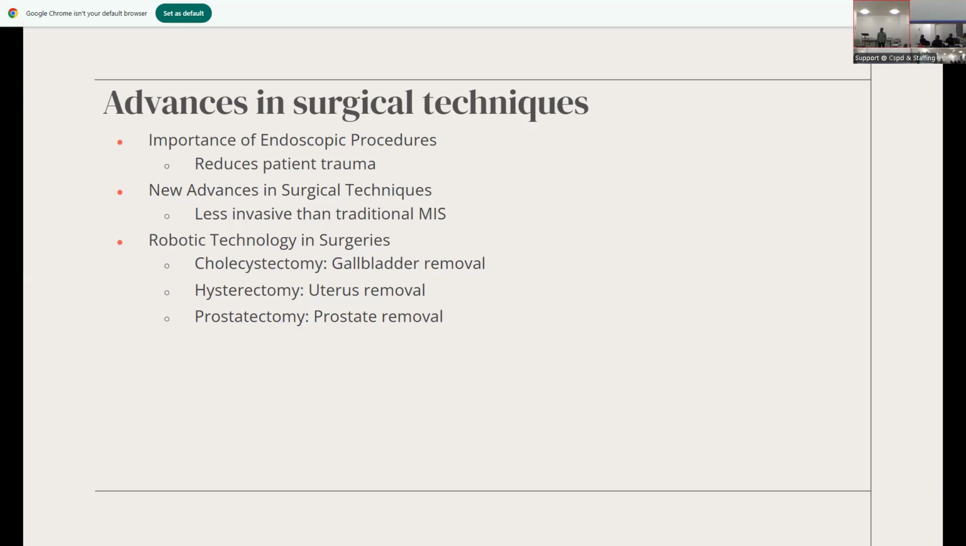Examples: cholecystectomy, gallbladder removal, hysterectomy, uterus removal, and prostatectomy, prostate removal. So the root words are chole, hyster, and prostate. Then the suffixes are the ectomy, which come after. And because of that, it changes the meaning of the root word.